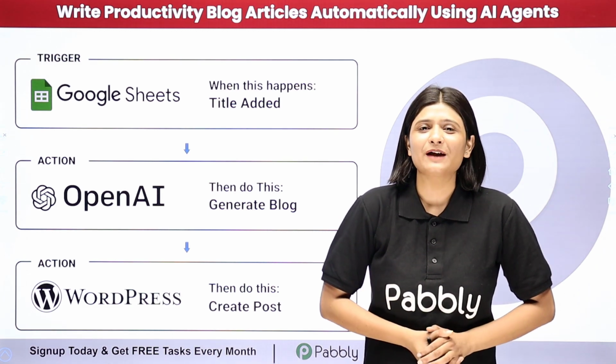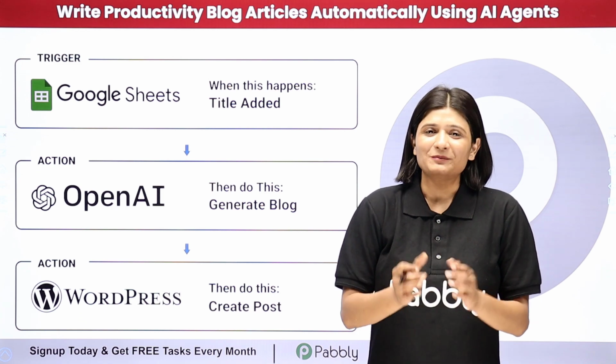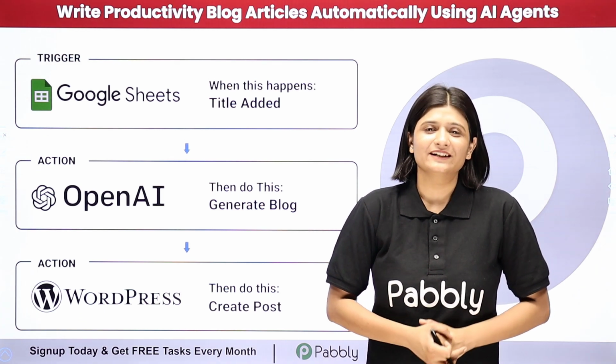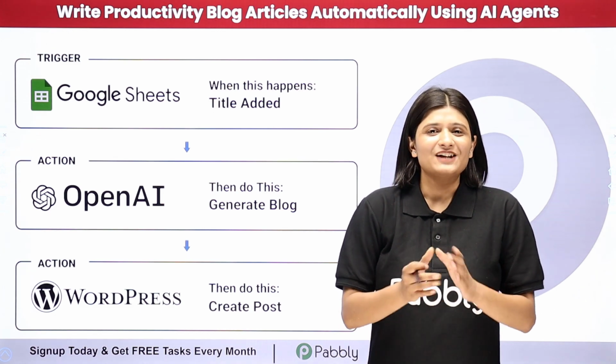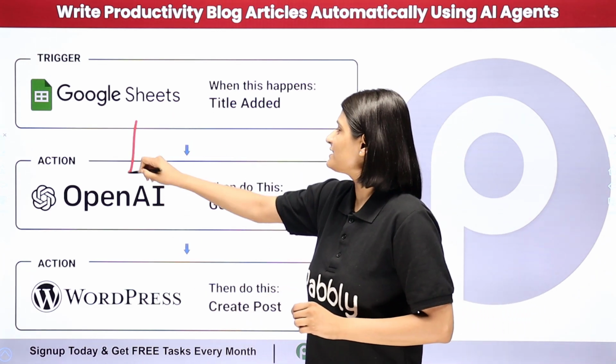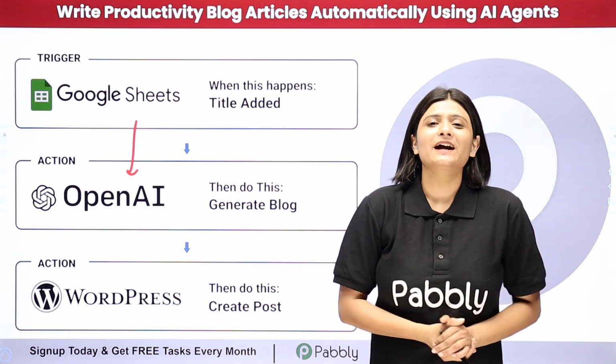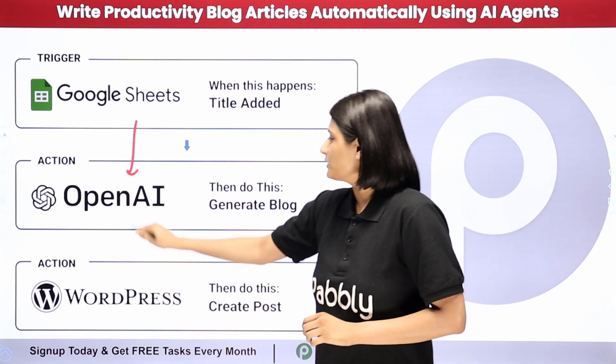And to do this automation, I'm going to use Pabbly Connect. So Pabbly Connect is an amazing automation and integration software which requires no coding or programming skills. Here I just need to build connection between Google Sheets, OpenAI. Here I'm going to use my AI agent as OpenAI and then WordPress.